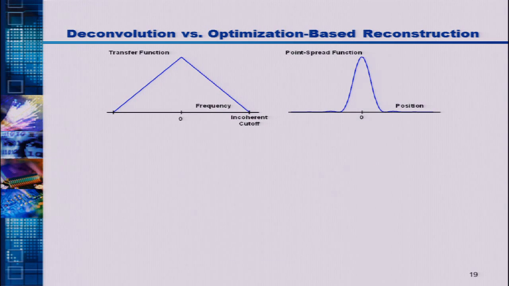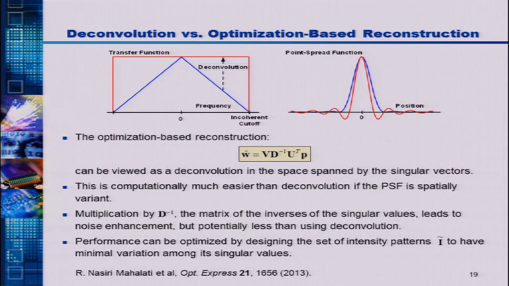Now, if you know something about non-coherent imaging, you know that the transfer function is a triangle going up to the incoherent cutoff, and the point spread function is this Airy disk. And then when you do deconvolution, you narrow the point spread function. So the optimization-based reconstruction is a deconvolution, but it's done in the space of the singular vectors, not in a basis of the spatial frequencies.